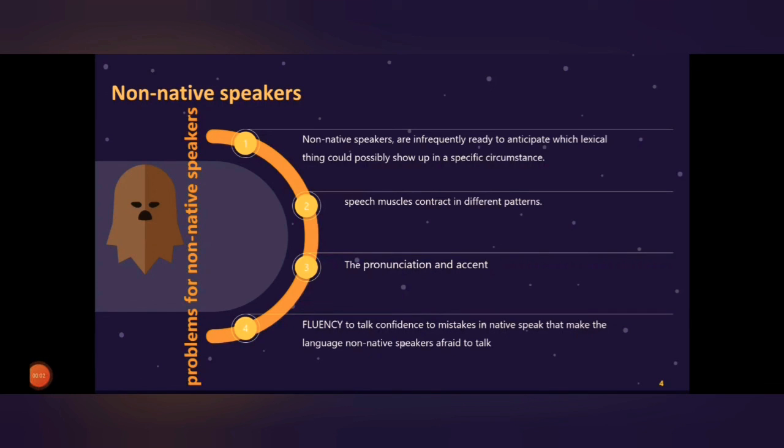Problems for non-native speakers. Non-native speakers are infrequently able to anticipate which lexical item could possibly show up in a specific circumstance. Speech muscles contract in different patterns. The pronunciation and accent, fluency to talk, and confidence to make mistakes in native speech make non-native speakers afraid to talk.